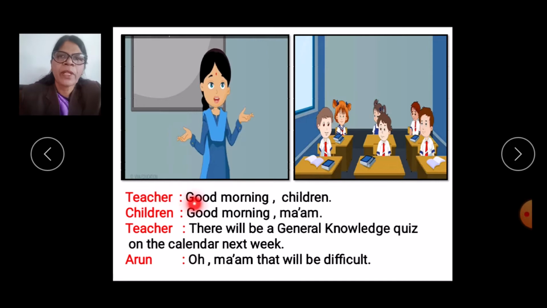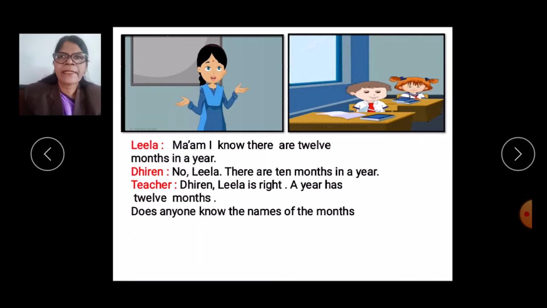Teacher: Good morning, children. Children: Good morning, ma'am. Teacher: There will be a general knowledge quiz on the calendar next week. Arun: Oh ma'am, that will be difficult. Teacher: Leela. Leela: Ma'am, I know there are 12 months in a year.